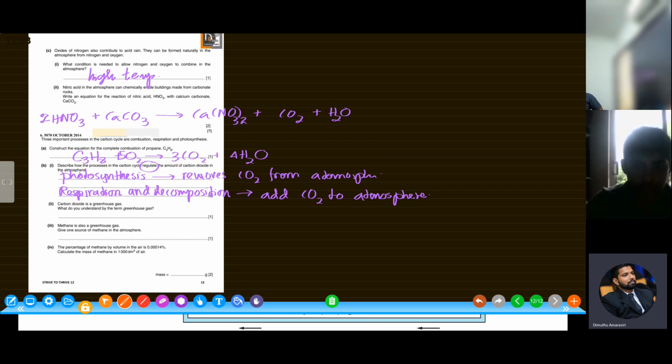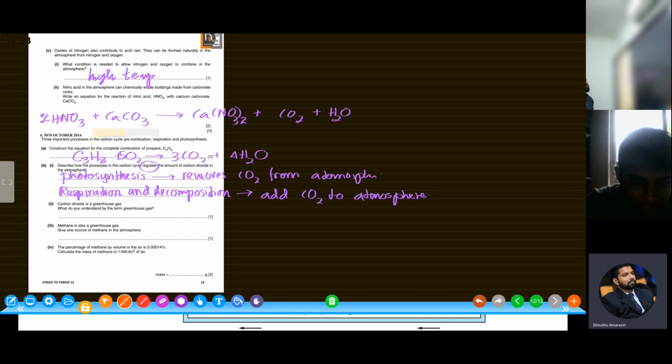Write this point. Sorry? Here they are asking about the natural carbon cycle. Industrial emissions are why greenhouse gases are higher. So you have to say what happens naturally. The rates of these two processes are similar to regulate carbon dioxide. It's not an equilibrium reaction.